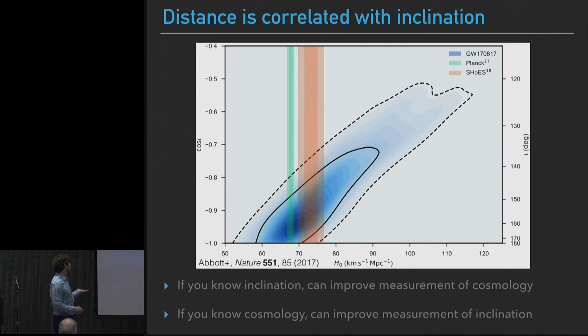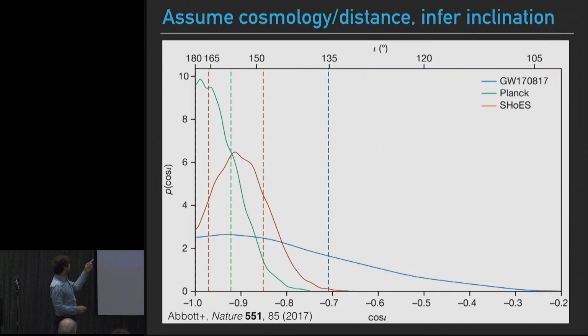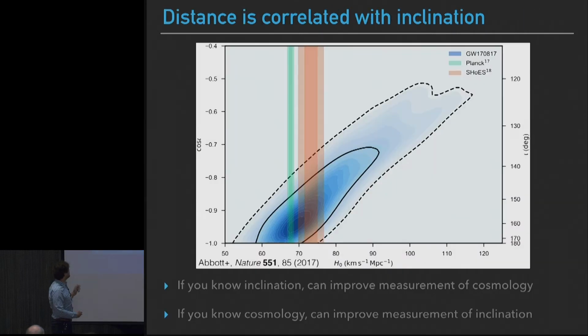And I'll just mention that in this paper, we do some constraints on inclination, doing exactly that, where we assume the cosmology. And you can see that for different assumptions, CMB or supernovae, you get slightly different peaks in terms of inclination. And you can see that immediately from the previous plot, because the bands are in different places in your inclination plane.